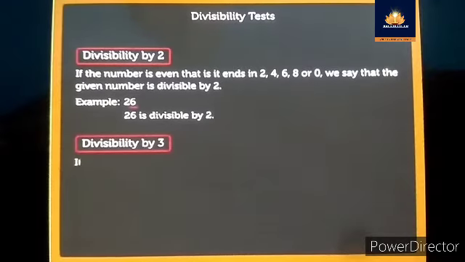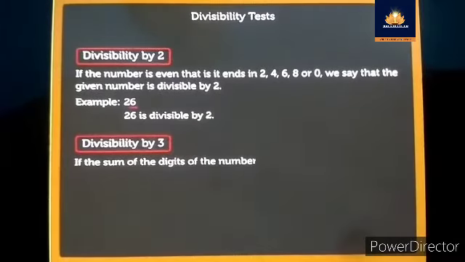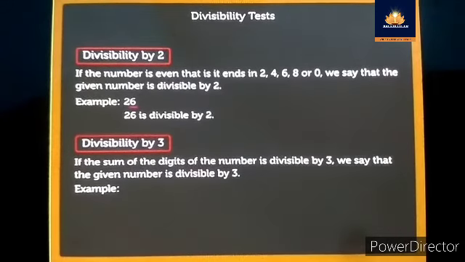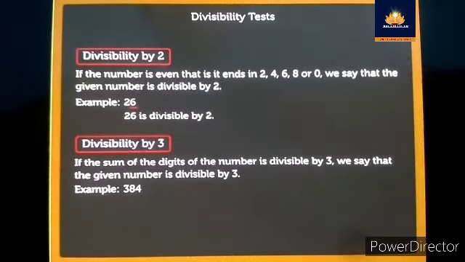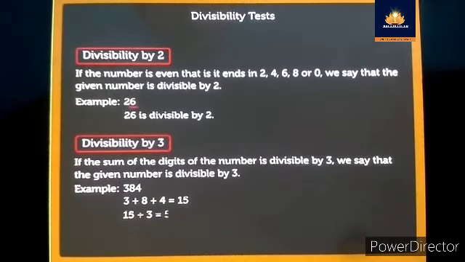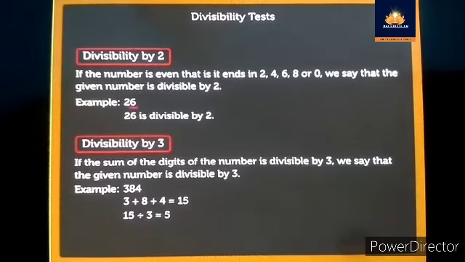Divisibility by 3. If the sum of the digits of the number is divisible by 3, we say that the given number is divisible by 3. For example, look at the number 384. When we add all the digits, that is 3 plus 8 plus 4, we get the sum as 15. We know that 15 is divisible by 3. Thus, we conclude that 384 is divisible by 3.